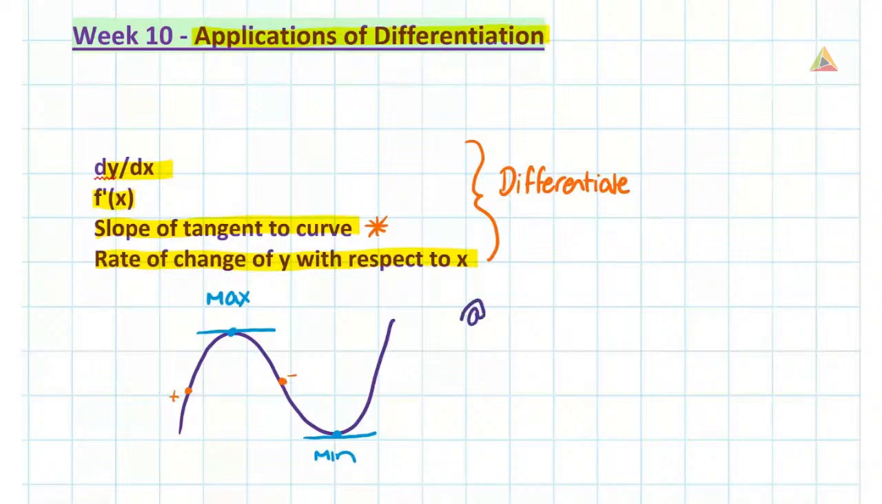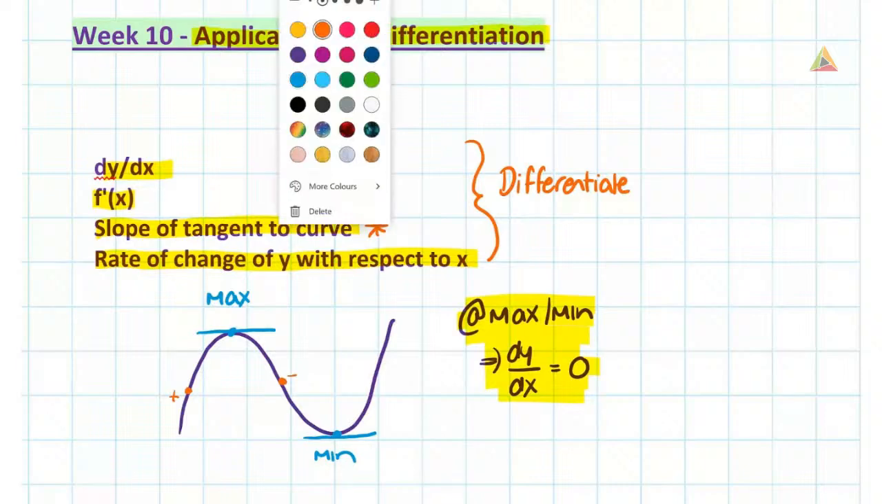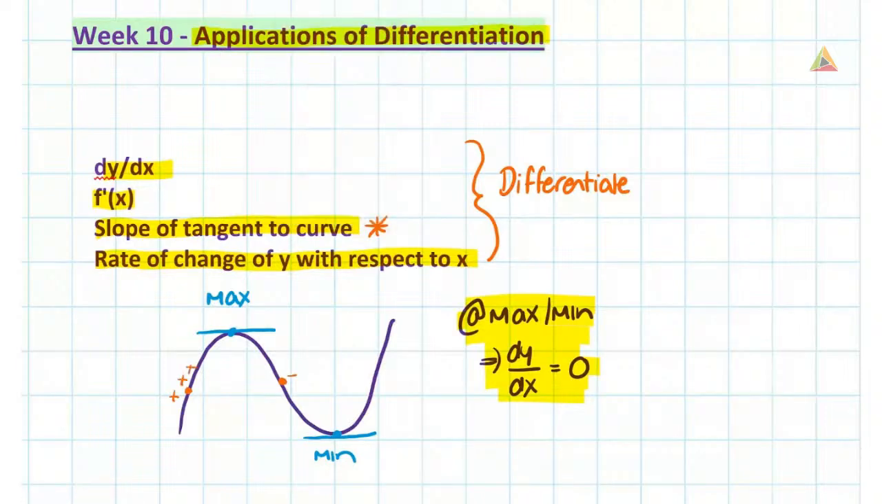So in short, what we've just said is at the max or min of any function, then dy dx or f dash x or the slope of the tangent to the curve is 0. And that's probably the most important thing that we're going to look at and use today. Also, you might notice that as you're coming up to the maximum point, the slope all along here will be positive. It goes to 0 at the maximum and then it changes to negative. It goes to 0 at the minimum and then again it's increasing. It's positive after the minimum point.